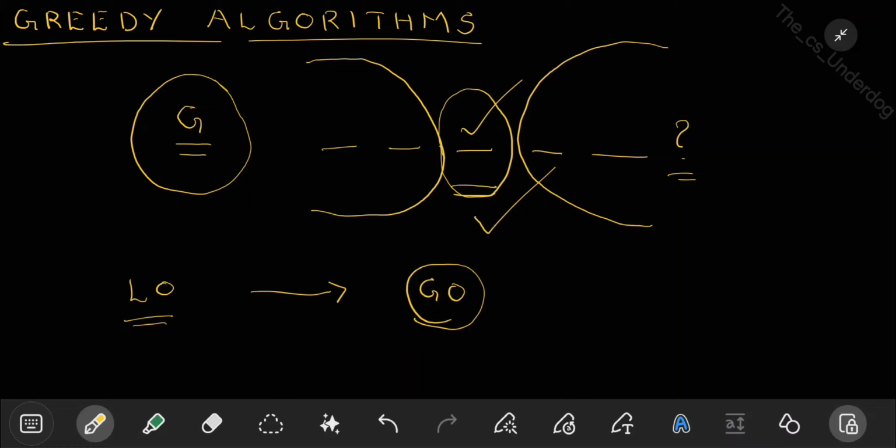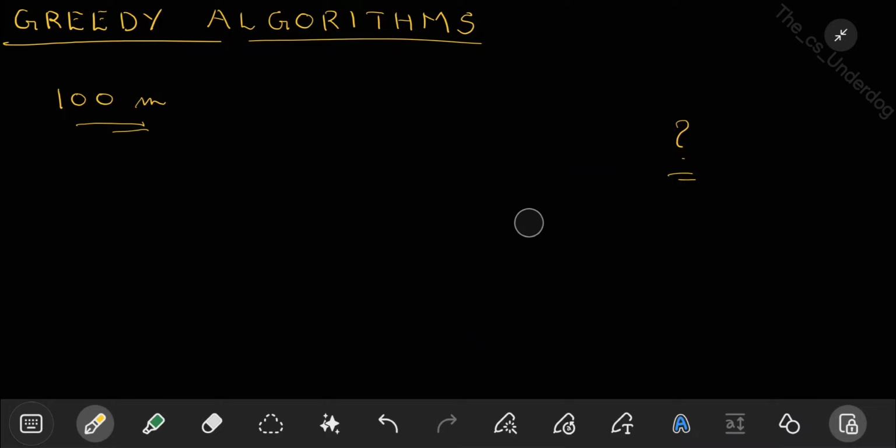This is greedy strategy. Let us say you are running a 100-meter race. If you are running a 100-meter race, what will be your strategy? The aim is you want to win the race. So if you want to win, you should be faster than everyone else. So how will you strategize? What you will do is at each second or at each point of time, you will try to put all your energy, all your strength in so that you can be the fastest at that point.